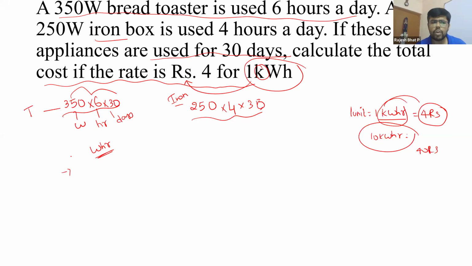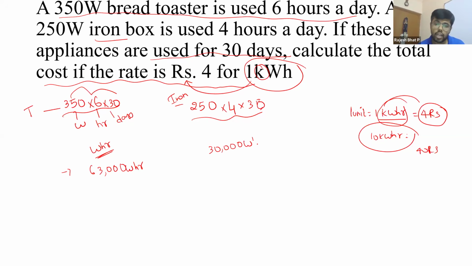Now let us multiply all these three first. Since the video should run fast, I am just multiplying quickly. 350 into 6 into 30 is 63000, and this is watt hour. And this one, 250 into 4 into 30, is 30,000. Let me check once again: 250 into 4 into 30.